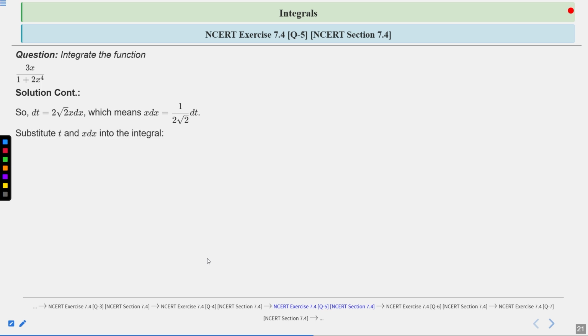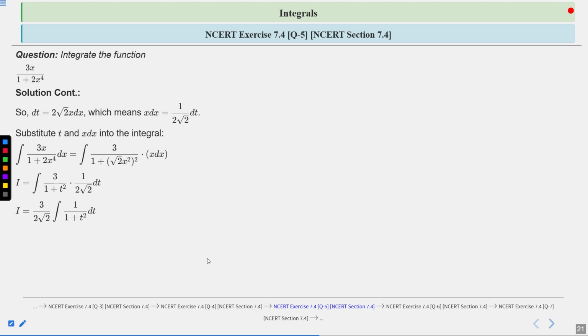Now substitute t and x dx into the integral. The integral of 3x upon 1 plus 2x to the power 4 dx is equal to the integral of 3 upon 1 plus root 2 x square whole square into x dx. So I is equal to the integral of 3 upon 1 plus t square into 1 upon 2 root 2 dt.